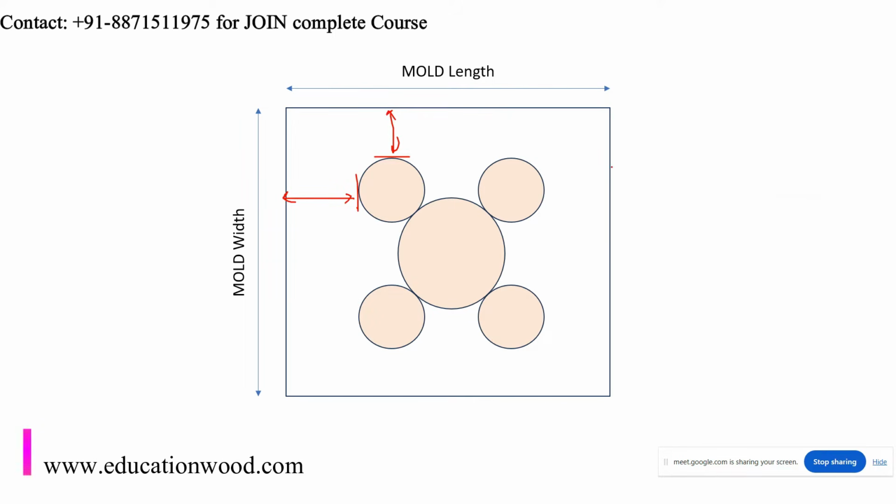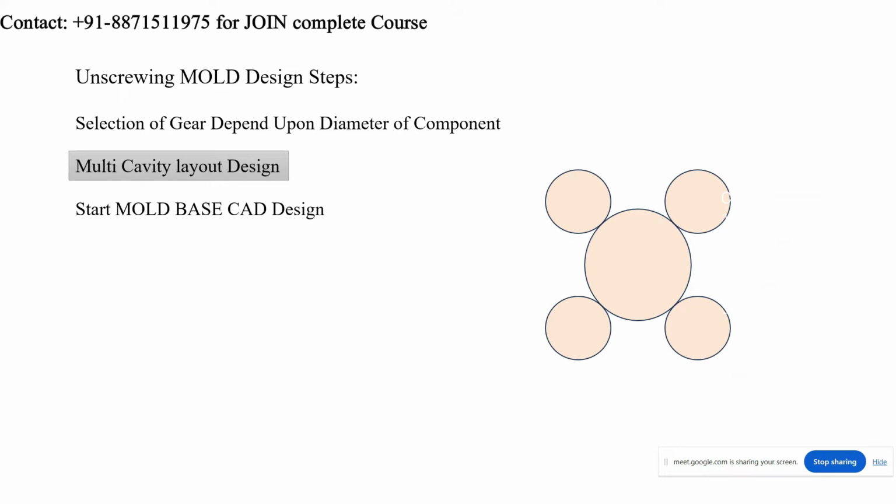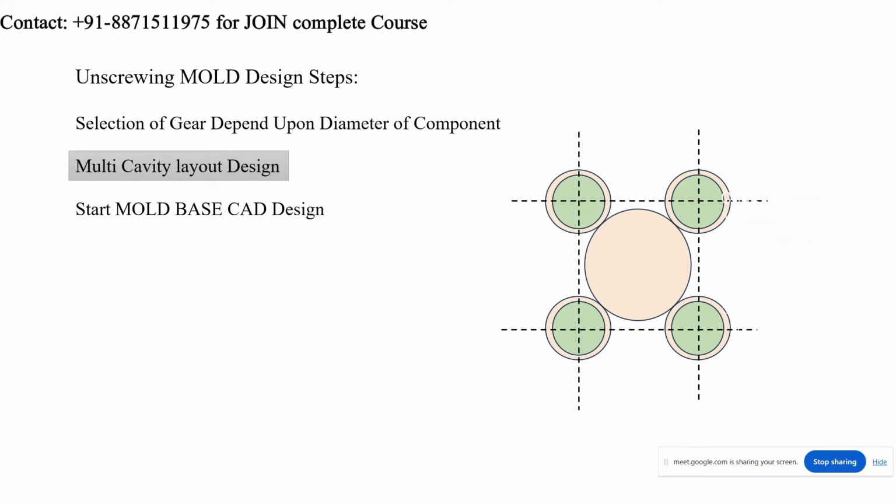So in the gear mold or unscrewing mold, first of all we have to select the gears. Now prepare the multi-cavity layout design depending upon the gear selection. So we have selected the gear, and depending upon that we got the PCD. Here you can see that this is the PCD.